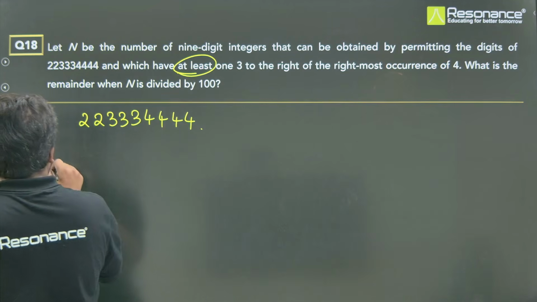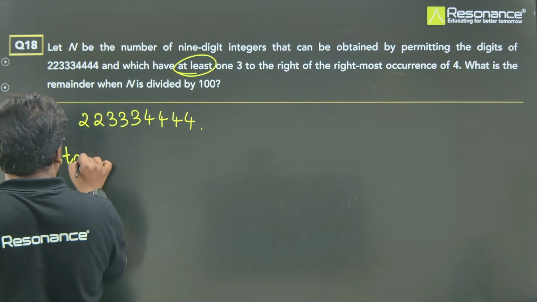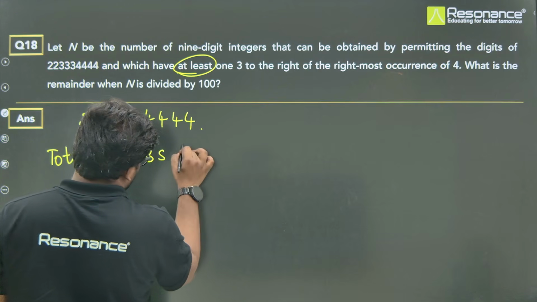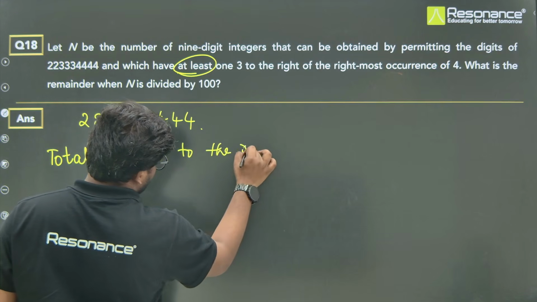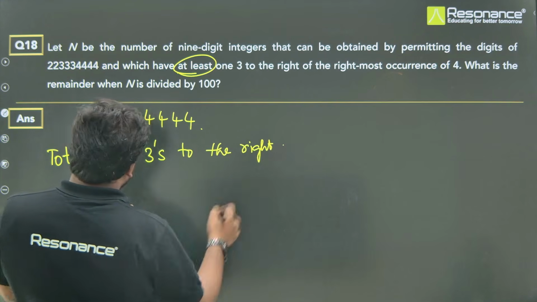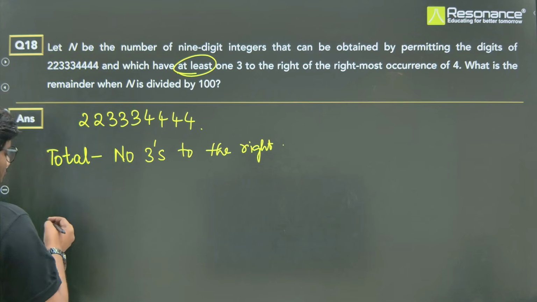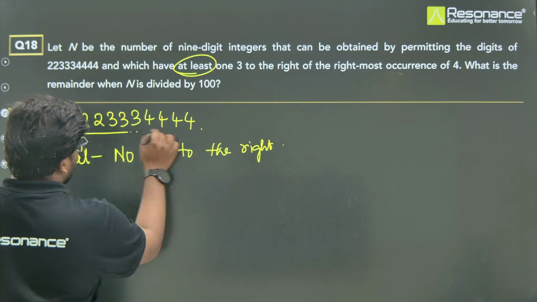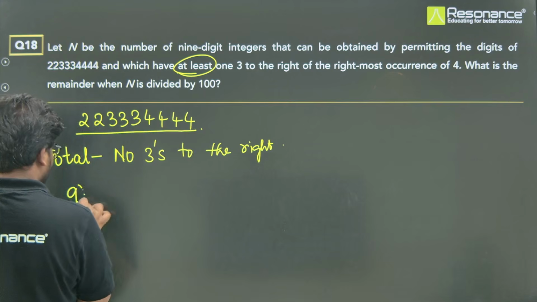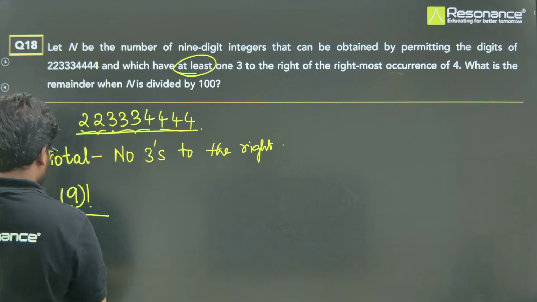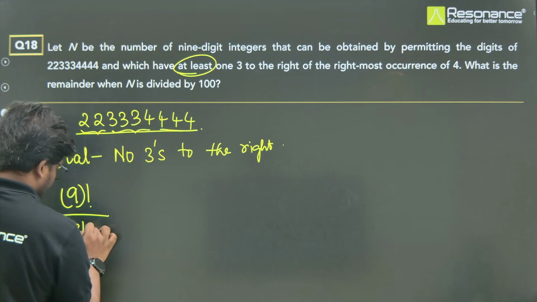So total minus no 3s to the right. Total minus no 3s to the right. Now get to it. Total is what? There are 9 digits, so 9 factorial by the repeating digits 2, 3 and 4: 2 factorial, 3 factorial and 4 factorial.